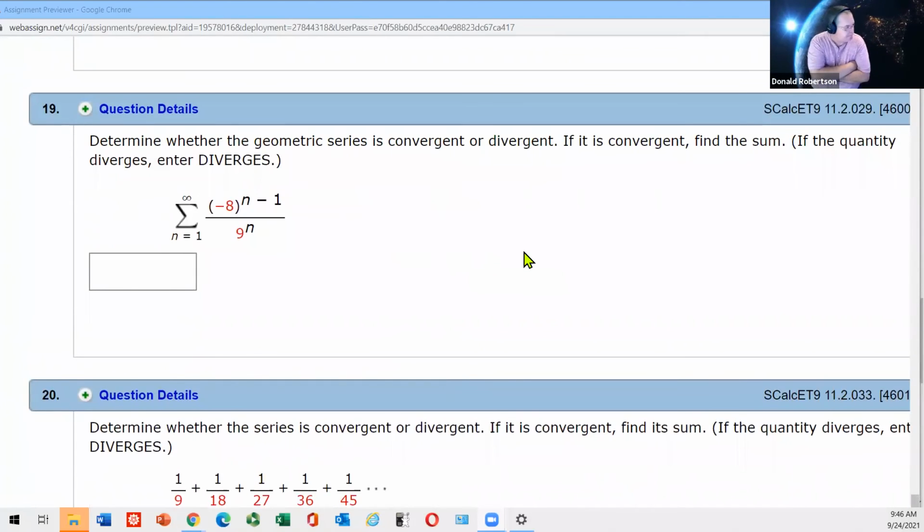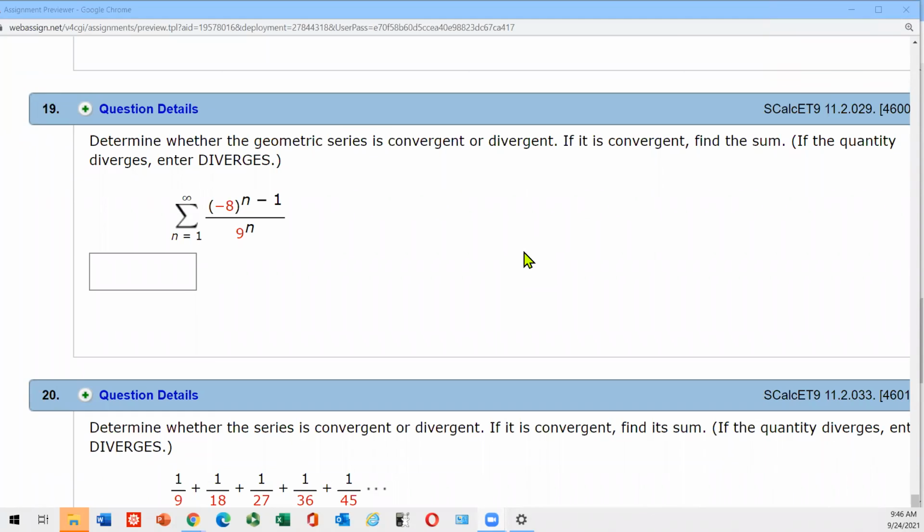Question 19. What is the R value? That's not so obvious. What's your gut feeling? Because guess what? It's probably going to be right. Is it -8/9? You nailed it. It will be.